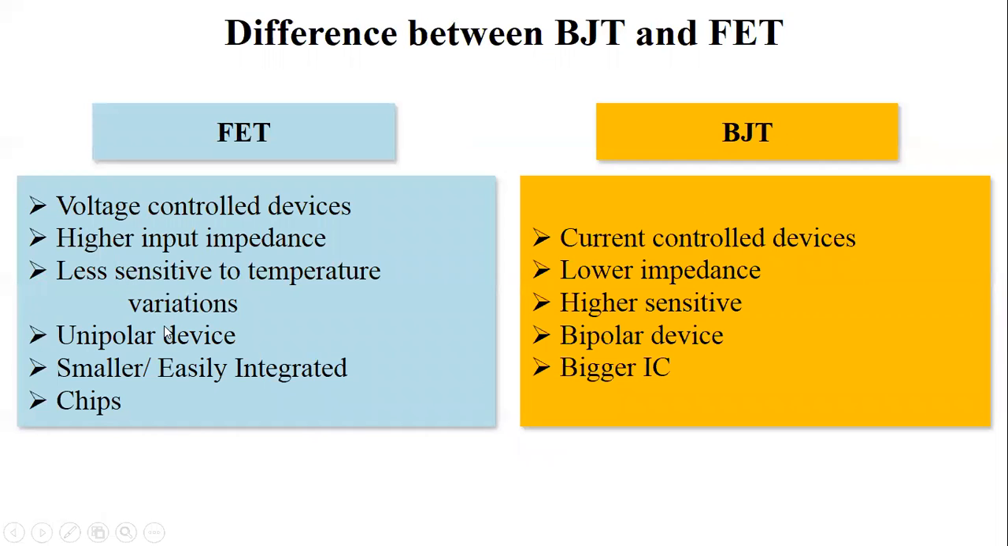FET is a unipolar device as the current flowing through this device is because of mostly only the majority charge carriers. So the current is flowing because of the majority charge carriers. So it is the unipolar device, right? In case of BJT, both the minority and majority carriers are responsible for the current flowing through the device. So BJT is called the bipolar device, right?